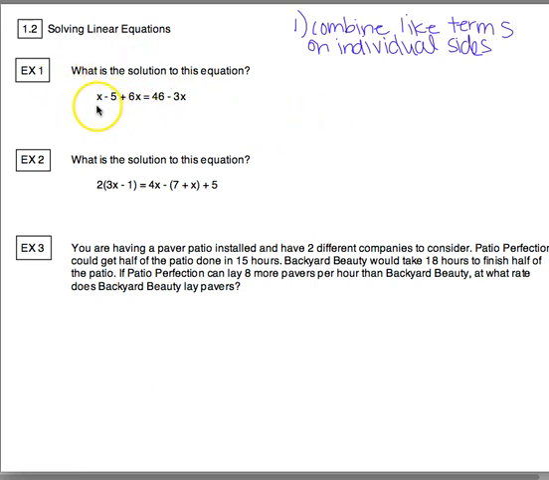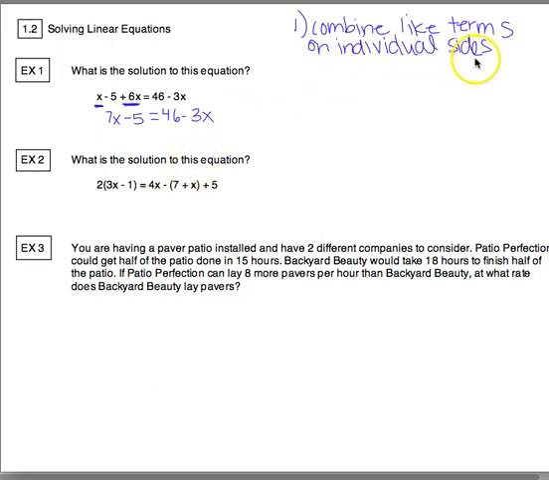So here in example one, on the left side, I have x and 6x. So those are like terms. So x plus 6x gives me 7x. That is not a like term with this minus 5. Remember that they're only like terms if they have the same variable to the same power. So I'm completely done then with the left side. When I look at the right side, I have 46 and then this negative 3x. Those are not like terms. So there's nothing that I can do to simplify the right side at all.